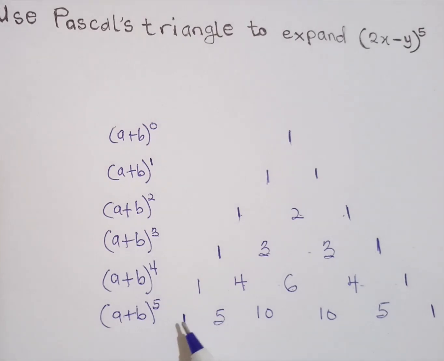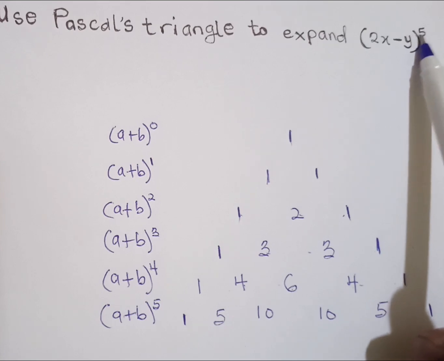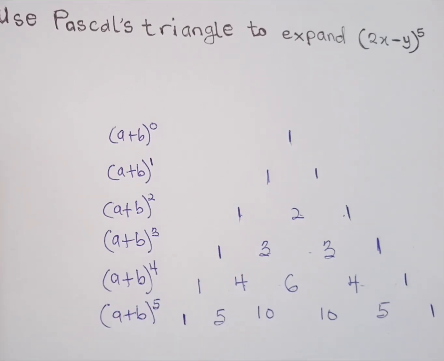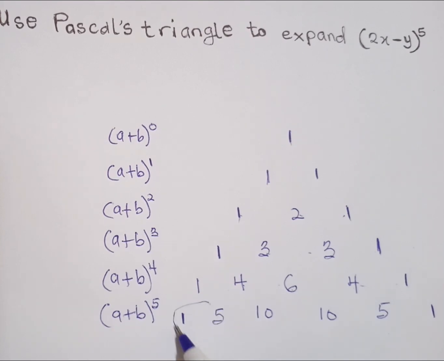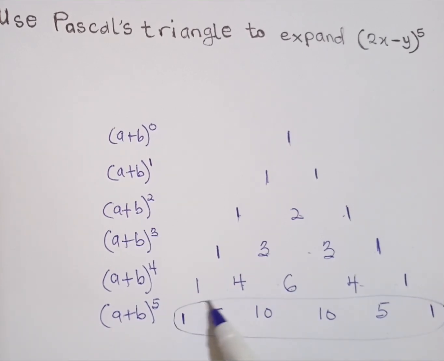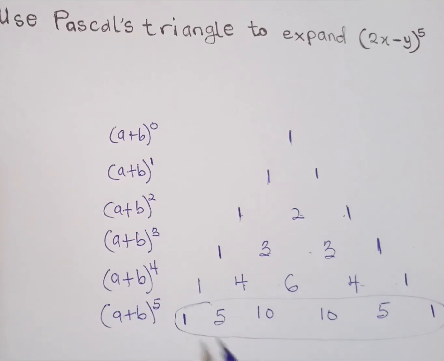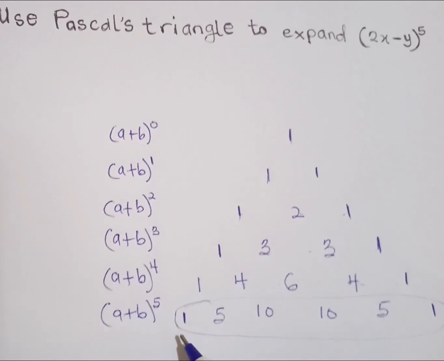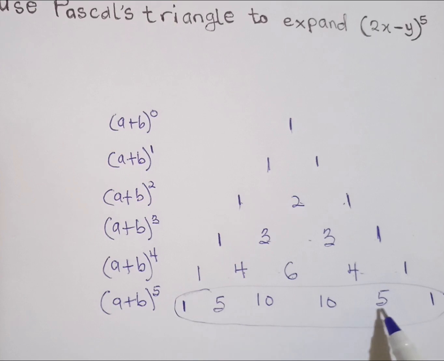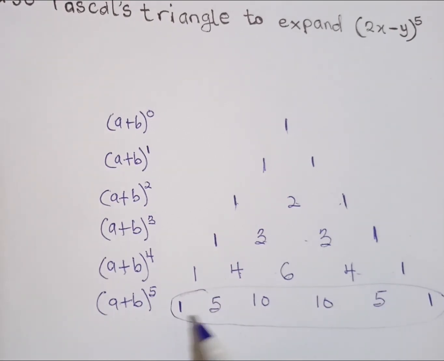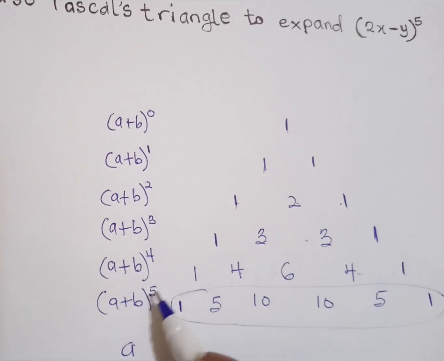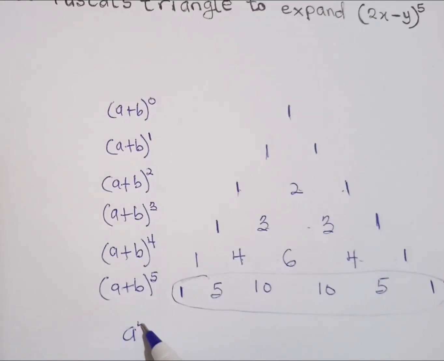Once we have been able to generate our coefficients, the question says we should work on exponent 5. So now we have exponent 5 here, which means that we are going to use only this row of coefficients. Good. So how do we get the expansion for this? For the expansion, we multiply this coefficient by this, which will give us a. But what is the exponent? The exponent is 5. So I'll bring my 5.